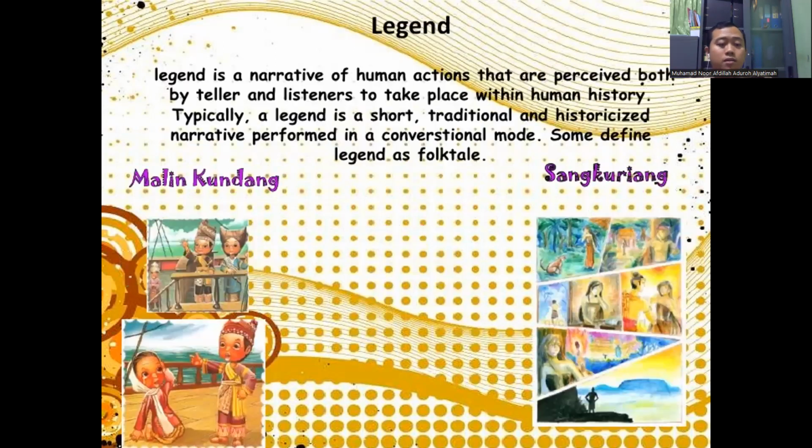Okay, the next kind of narrative text is legend. Legend is a narrative of human actions that are perceived both by teller and listener to take place within human history. Typically, a legend is a short, traditional, and historicized narrative text performed in a conversational mode. Some define legend as folktale.